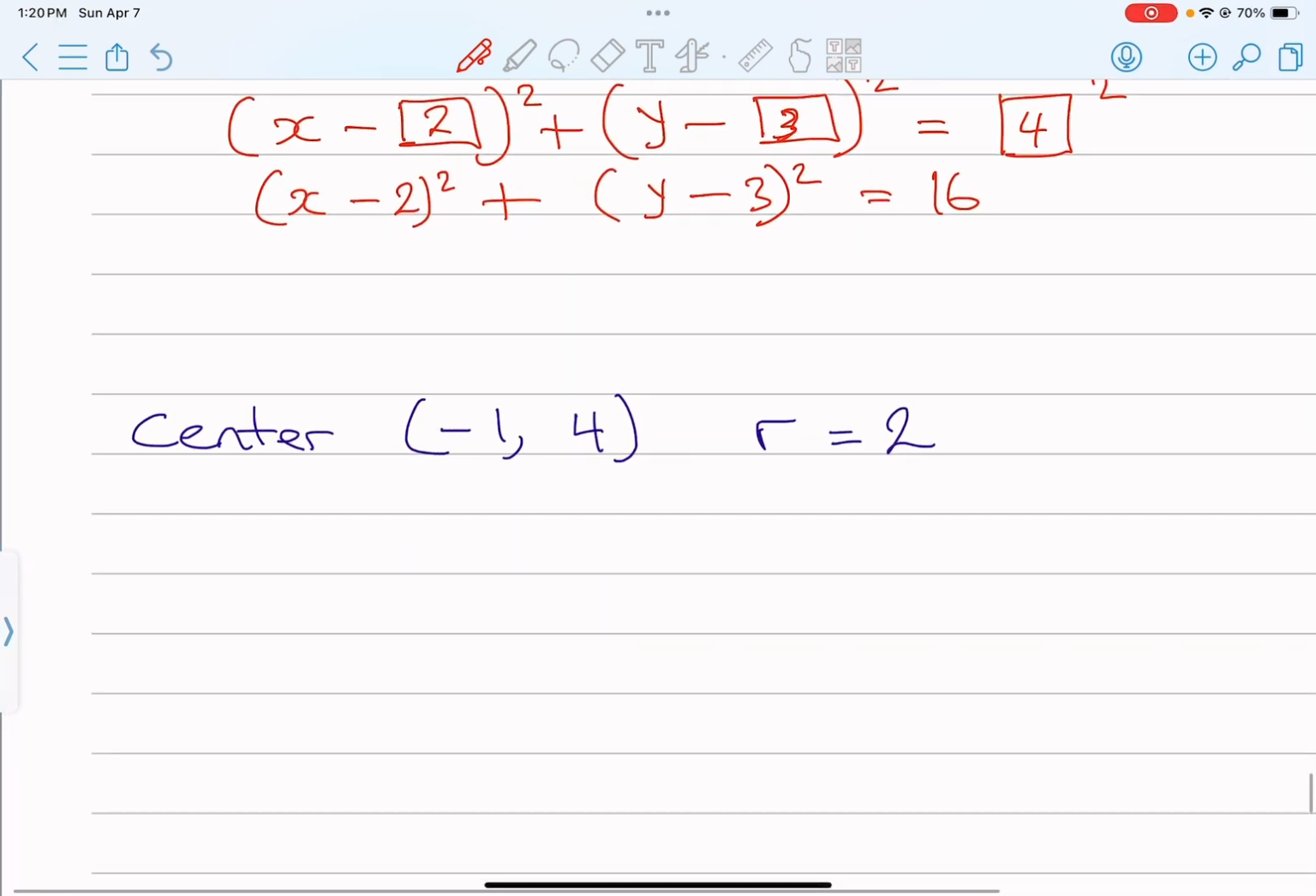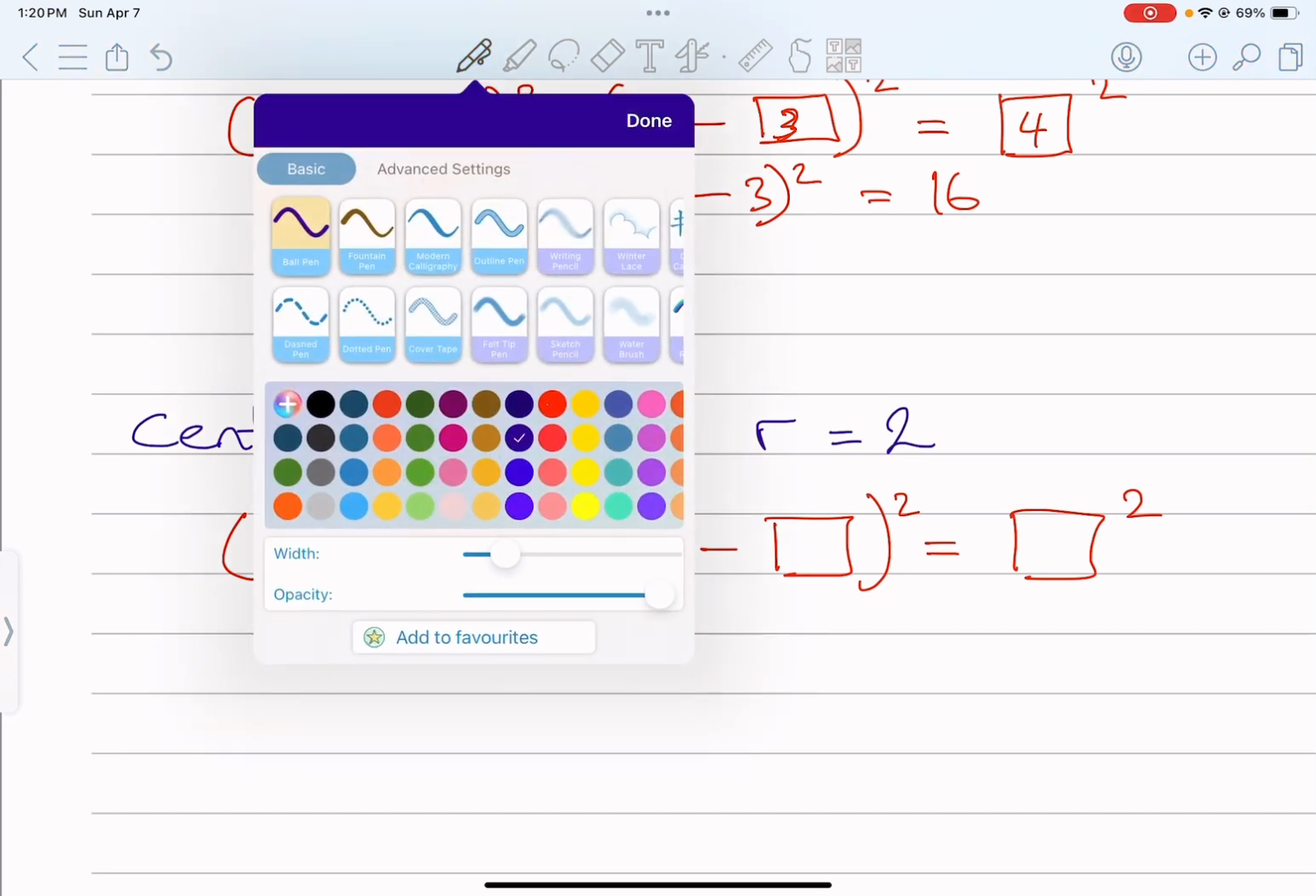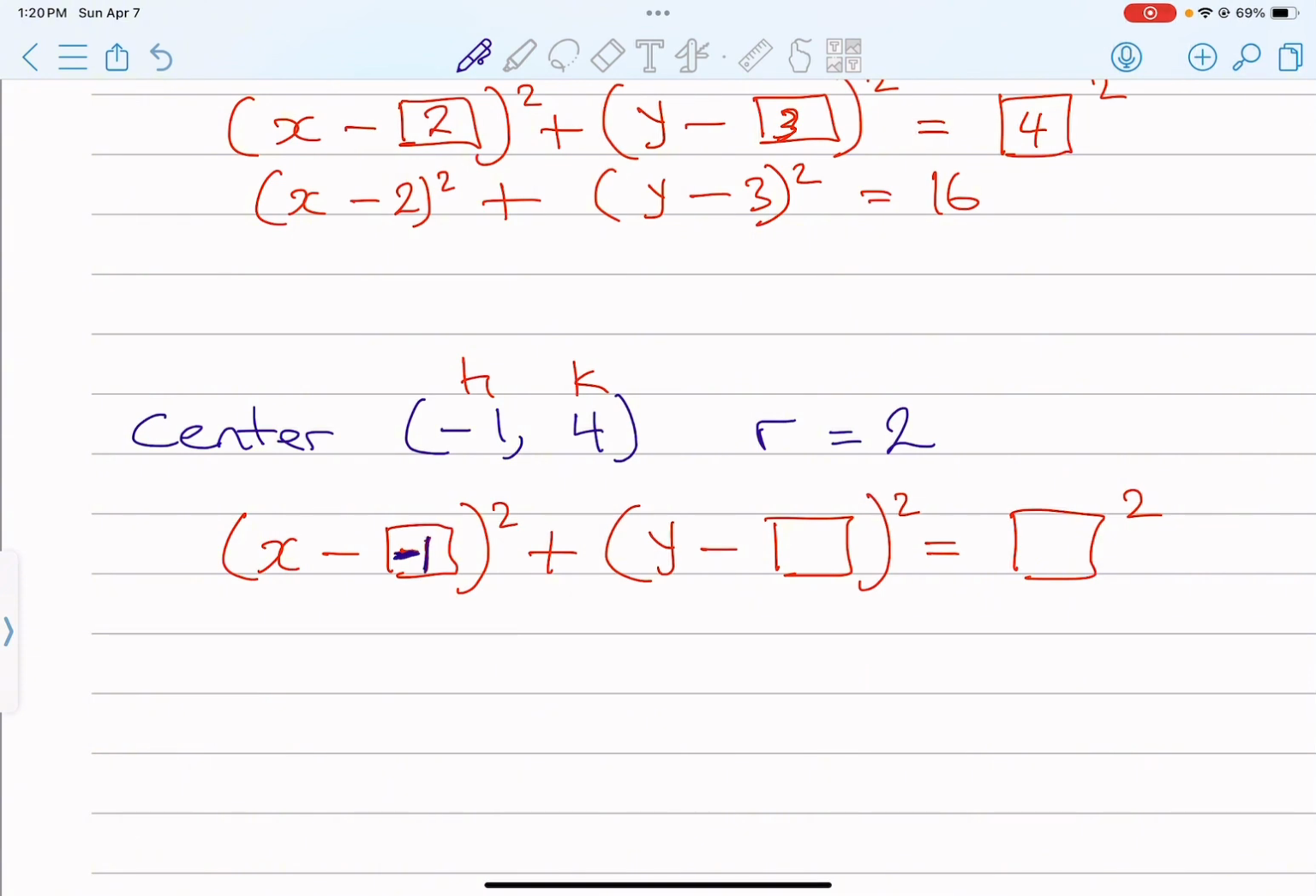The next one, what is the setup again? Parentheses x minus h squared plus parentheses y minus k squared equals radius squared. All right, this is your h, this is your k, and that's your radius, right? So what goes in the first box? -1. So keep that in mind. Let me change the color so you can see. -1. What goes in the next box? 4. What goes in the last box? 2. Can we make this look pretty?